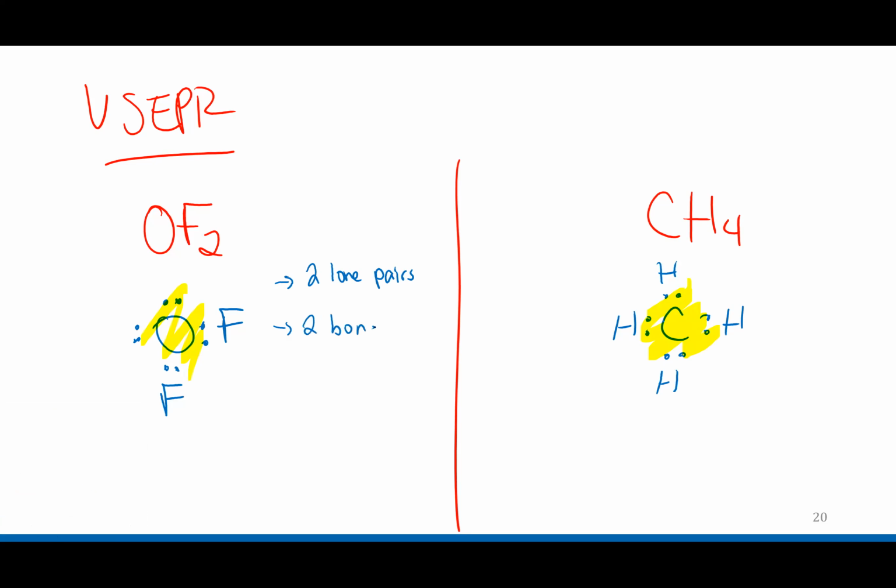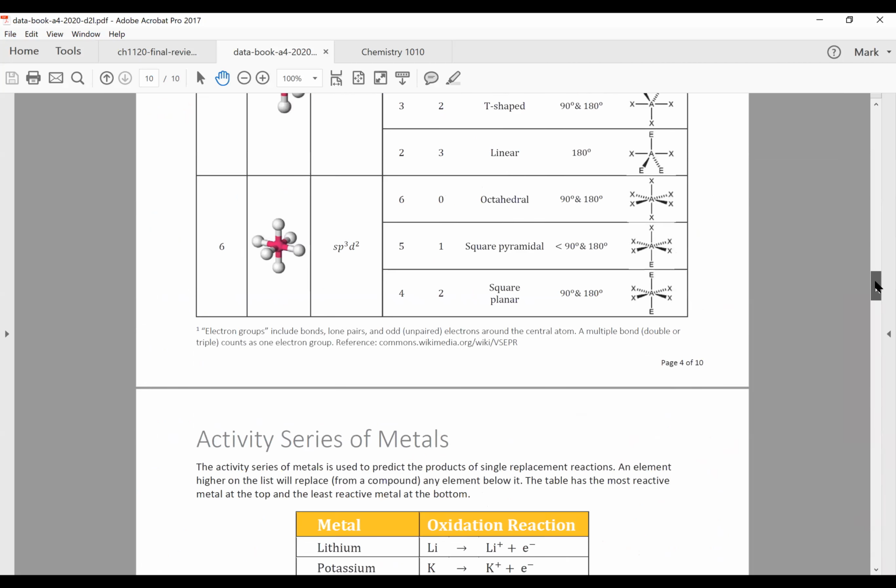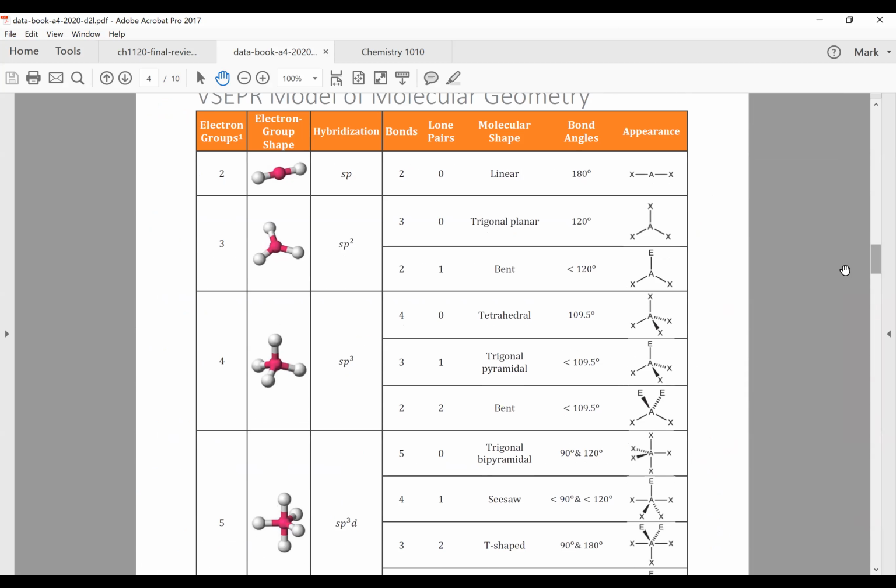Okay, let's look at the methane. So for methane, I have 0 lone pairs, and I have 4 bonds. All right, so I'm looking at 2 lone pairs and 2 bonds, and I'm also looking at 0 lone pairs and 4 bonds. So I go to my data booklet, I go all the way up to this graph.